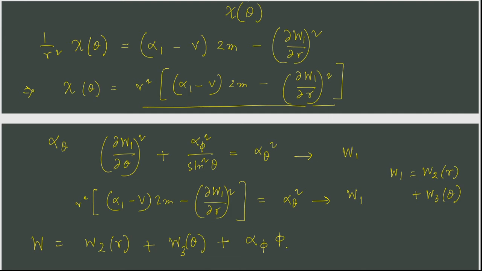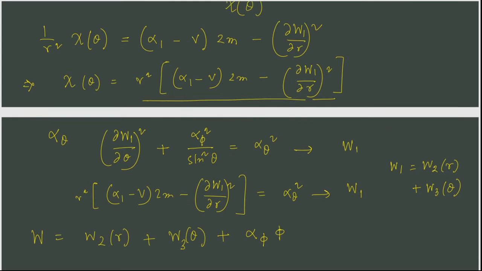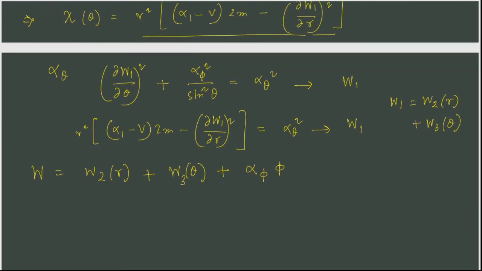The remaining argument remains the same as the planar central force motion. So essentially we will again get the orbit equation and other relations will stay the same. So we have seen that the Hamilton-Jacobi equations help us get the orbit equation without solving the actual problem, the dynamics without solving the dynamical equations. So this is one big advantage of the Hamilton-Jacobi formulation.